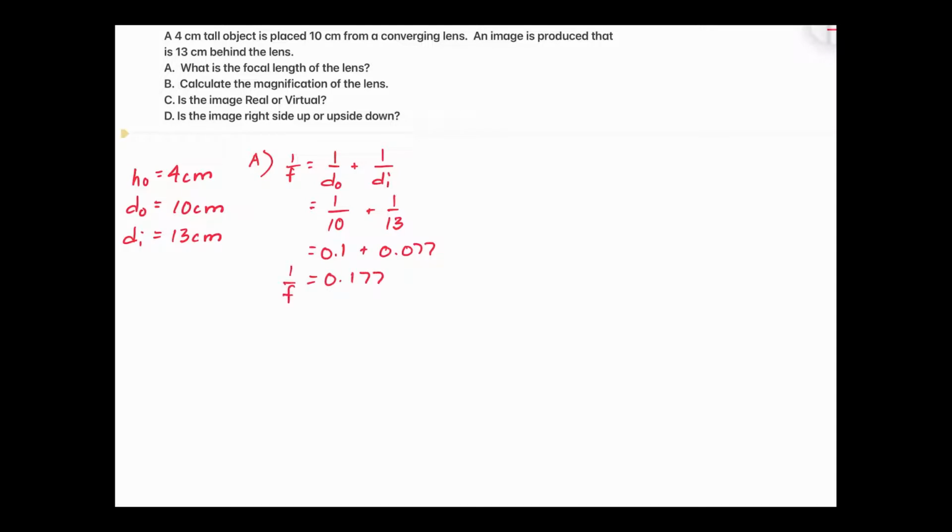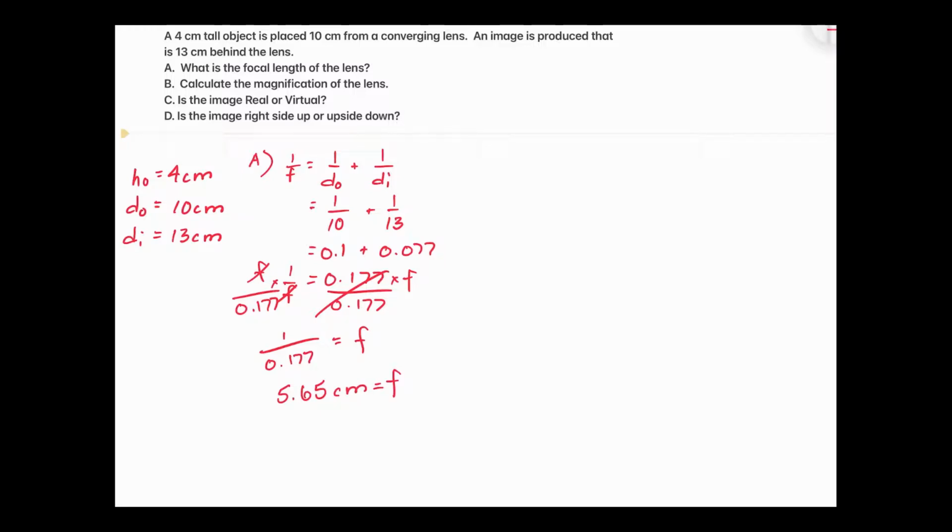And again, that's 1 over F. That's not F, right? If you get some teeny tiny number, a number less than 1, that's a good indication that you haven't solved for the focal length or the image distance or the object distance yet. You still have to do that 1 over part. So just a little reminder for you, a way to tell. So that's our focal length, 5.65.